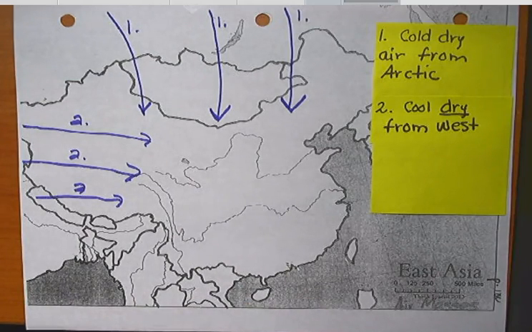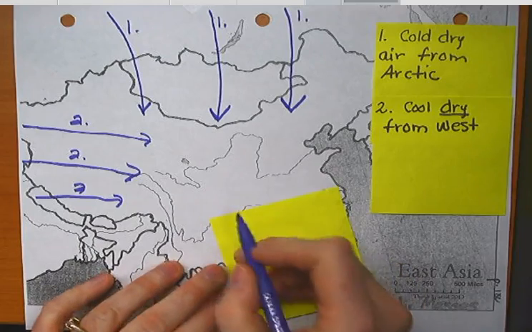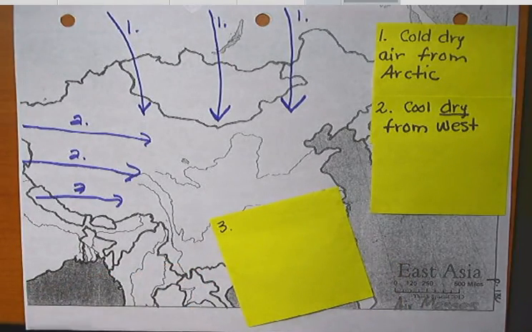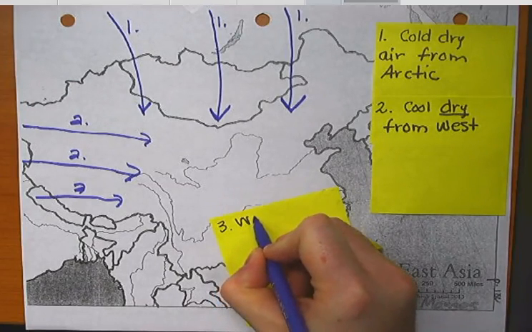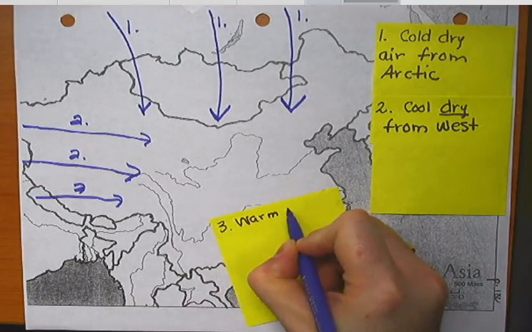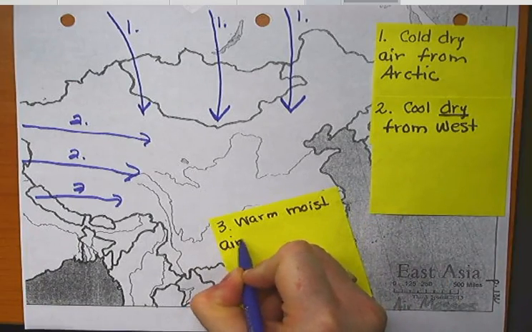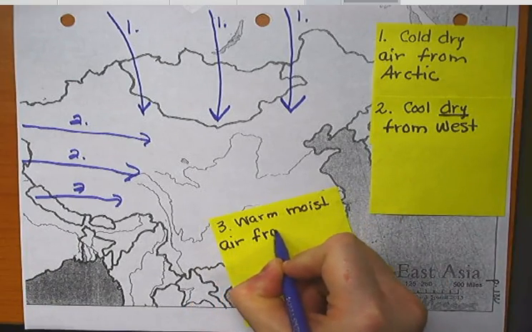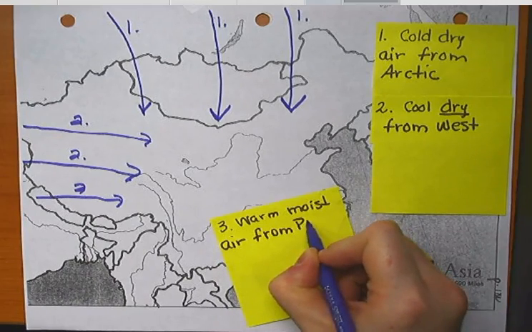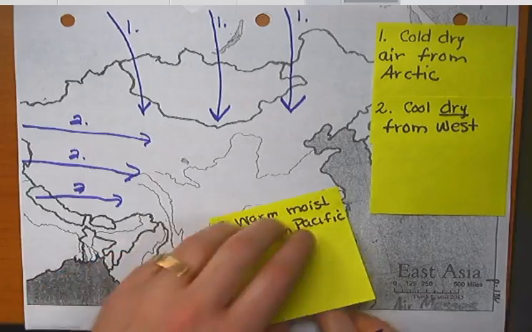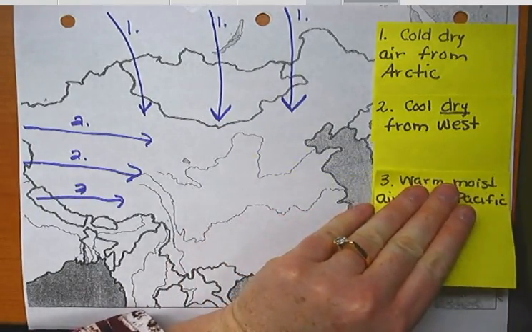Our third air mass that affects climate in the region, we'll take this post-it note here, we'll put a number 3, and this carries warm, moist air from the Pacific. Put our little post-it over here.